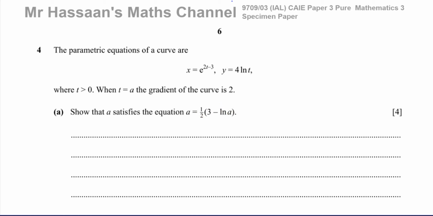So here we have what are called parametric equations. Now, a parametric equation is an equation which is expressed in a form where you have 3 parameters, you could say. So you have x, y, and in this case you have t as well. A Cartesian equation is where you have something expressed in terms of just y and x. Sometimes you can quite easily convert something from parametric form into Cartesian form. Now in this case here, we have x equals e to the power of 2t minus 3 and y equals 4 ln t.